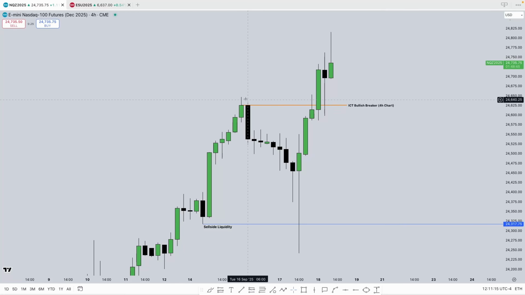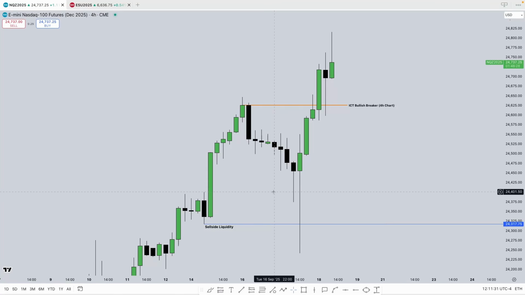So this is our ICT bullish breaker. This is where we are going to expect to see support from. In this case, I was looking to see if price pushes higher from this bullish breaker. So now let's move to the hourly chart.